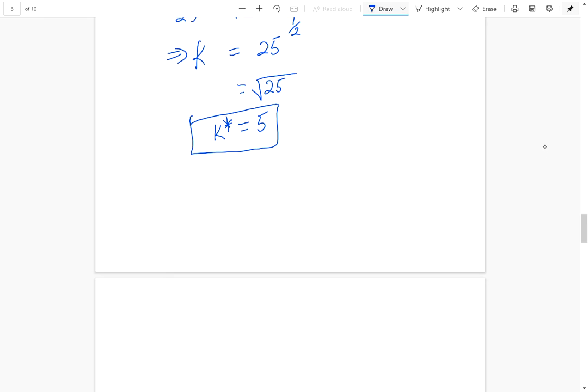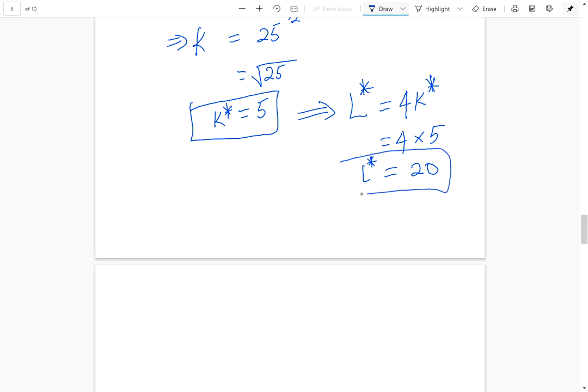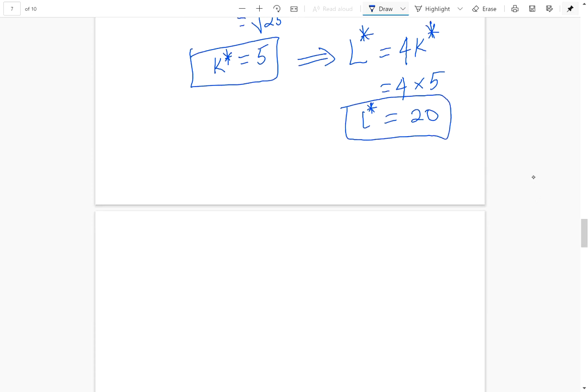All right, so we have that k star is equal to 5, which means that we can find L star. We know L is equal to 4 times k, so this will be 4 times k star, which will be 4 times 5, which in this case is 20. So the cost minimizing production or combination of L and K is 20 and 5.